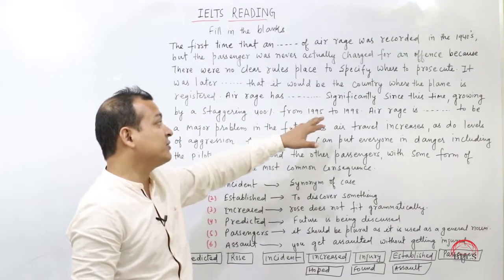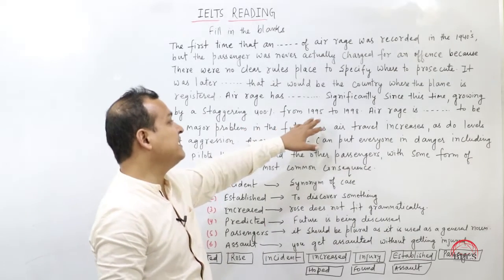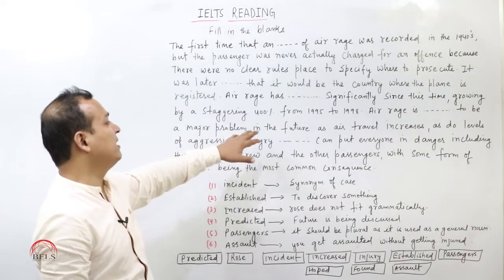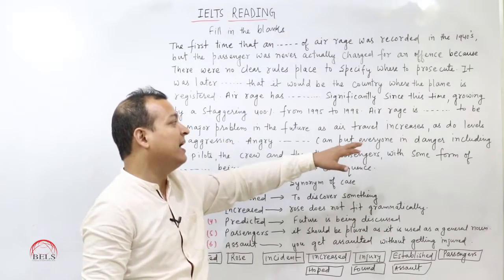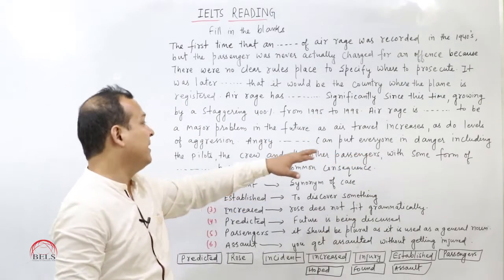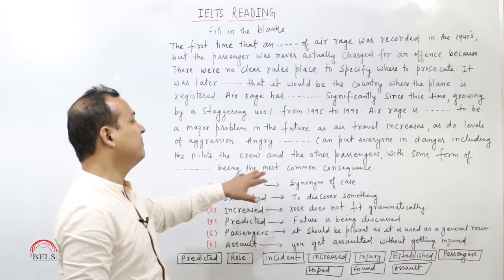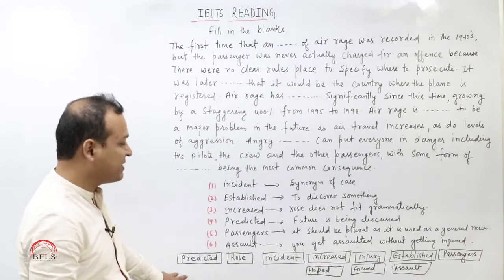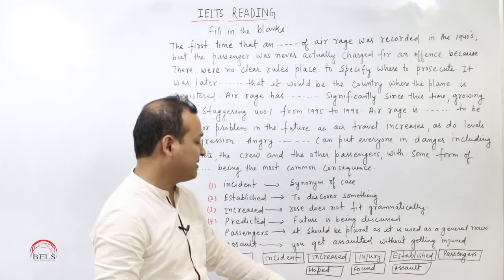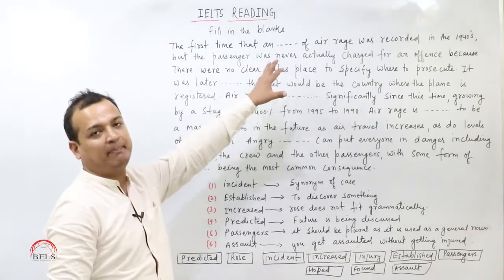Air rage has significantly since this time, growing by a staggering 400% from 1995 to 1998. Air rage is to be a major problem in the future as air travel increases, as do levels of aggression. Angry can put everyone in danger, including the pilots, the crew, and the other passengers, with some form of being the most common consequence. So now, guys, we have a choice of words here: predicted, rose, incident, increase, injury, established, passengers, hoped, found, assault. You need to pick the word and fill it in the questions.